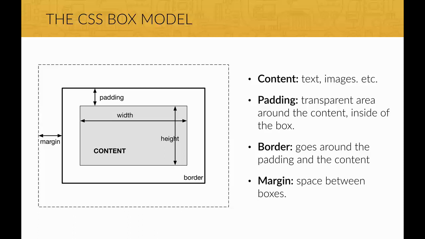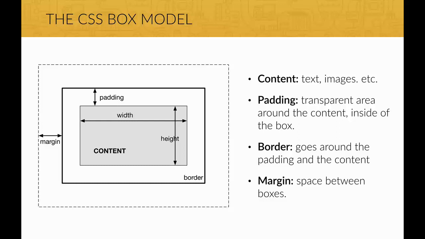This image shows very well how the box model works. So, the content is where text and images appear. The padding is like a transparent area around the content, but inside of the box. The border of the box goes around the padding and the content and may be transparent or not. And finally, the margin is the space between boxes.